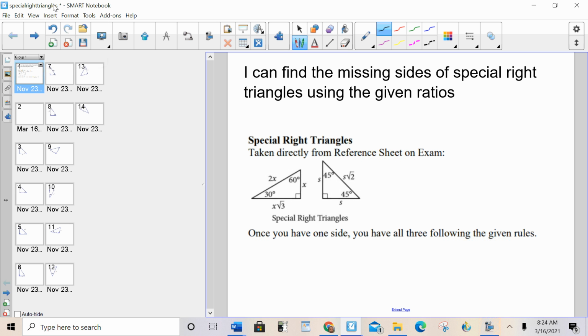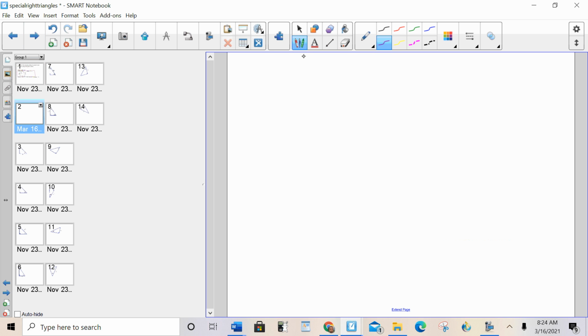Hello everybody. Today I can find the missing sides of special right triangles using the given ratios. Now this will be given to you on your reference sheet when you take your SAT exam. If you're watching this for a different course, then it will not be given to you on your reference sheet. But for the SAT, this is given to you. So I'm going to show you where they're coming from, and I'm going to show you how to use them. So let's start with the 30, 60, 90.